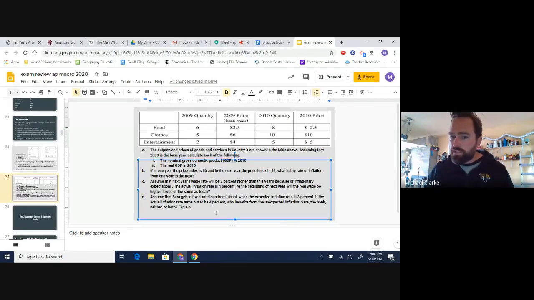When there's unexpected inflation, the lender loses, the lender's the bank, and the borrower wins. When there's unexpected deflation, when prices are lower than expected, the lender wins, the bank, person giving out the loan wins, and the borrower loses. That's another thing to keep in mind here. And hopefully that rings a bell because we talked about that in pretty good depth way back in Unit 2, and I think we touched on it in Unit 3 as well.